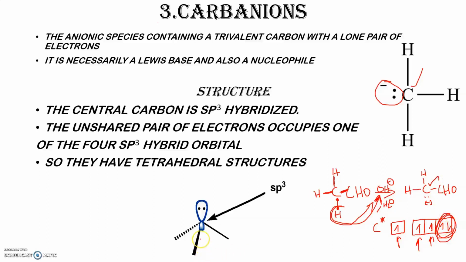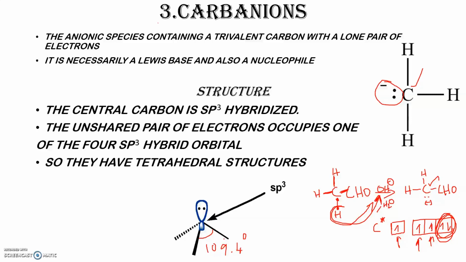And the bond angle of this molecule will be 109.4 degrees, whereas in a typical methane molecule, the bond angle will be 109.5 degrees. Due to the bond pair lone pair repulsion, the bond angle is slightly reduced by just 0.1 degree, which does not make a big difference. So the tetrahedral structure of sp3 hybridized compounds is retained here also in the carbanion.